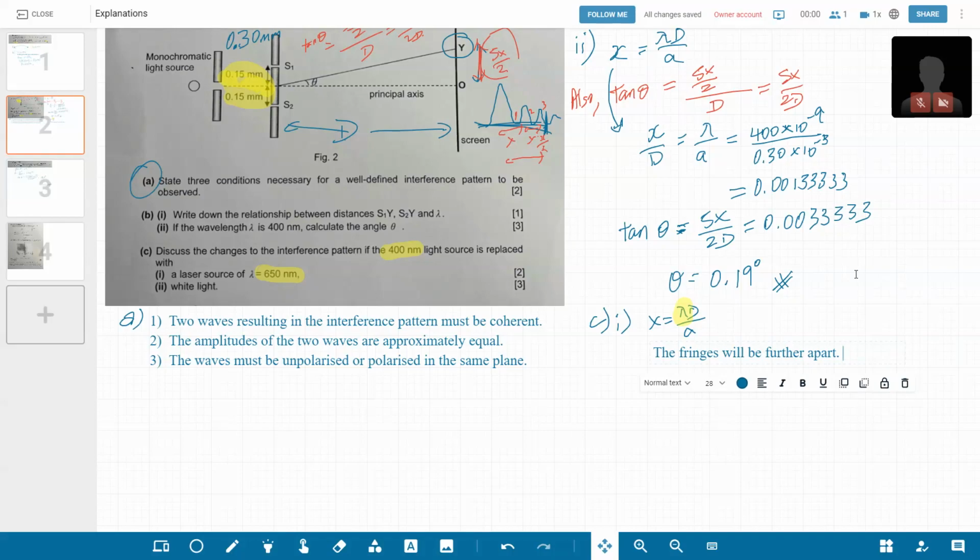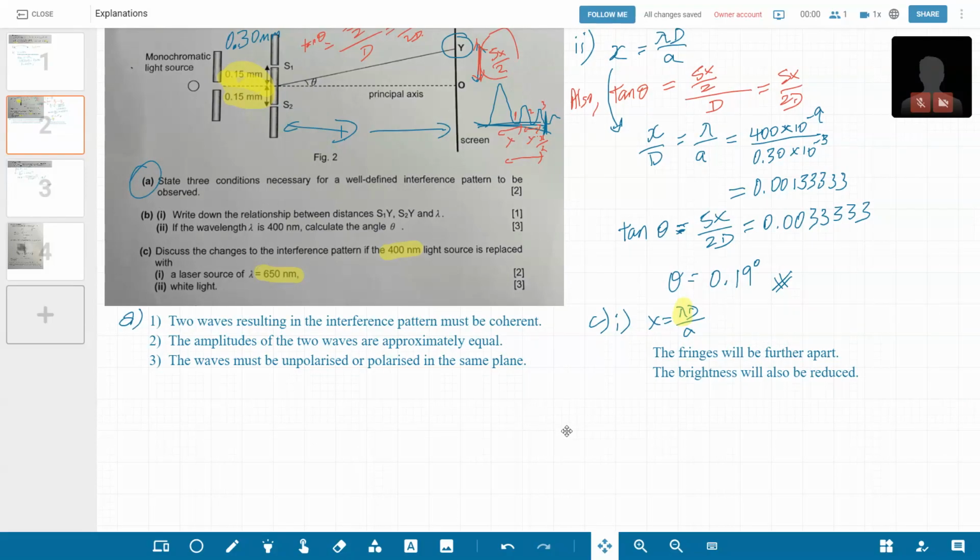They spread over further. So what does that mean also? The maximum or the brightness will also be reduced. Okay, why I need 2? Because you can see here 2 marks, we need 2 points. Why will the brightness be reduced? Okay, this one is from your single slit diffraction. Okay, so basically it's spread over a larger space, larger area. So because of that, your intensity will drop.